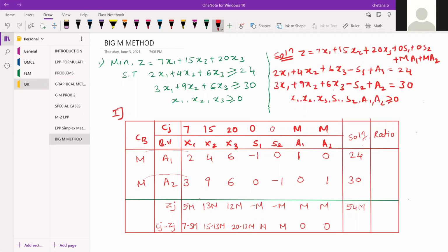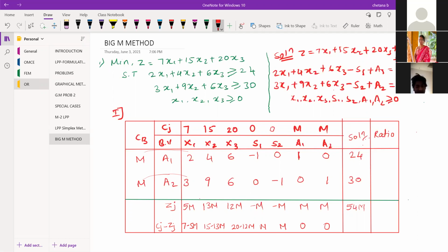If this is clear, then you need to see the next part. So far for the maximization, what we have done is in the Cj minus Zj, we used to pick the most positive value to mark the key column. Now in this case, you need to do the opposite.